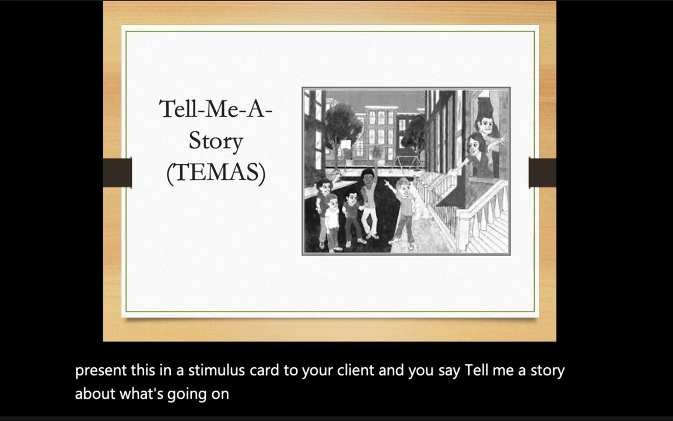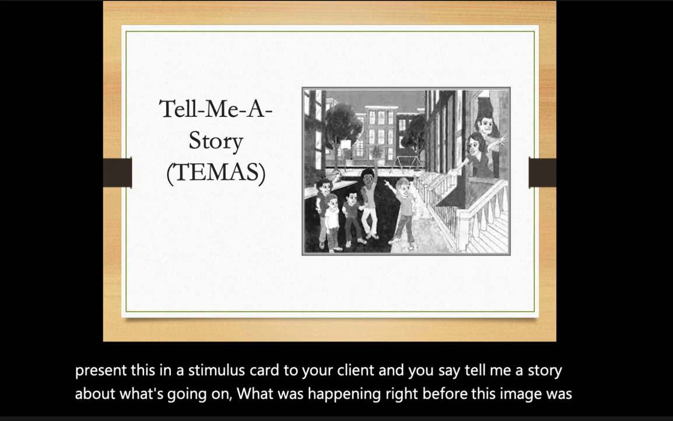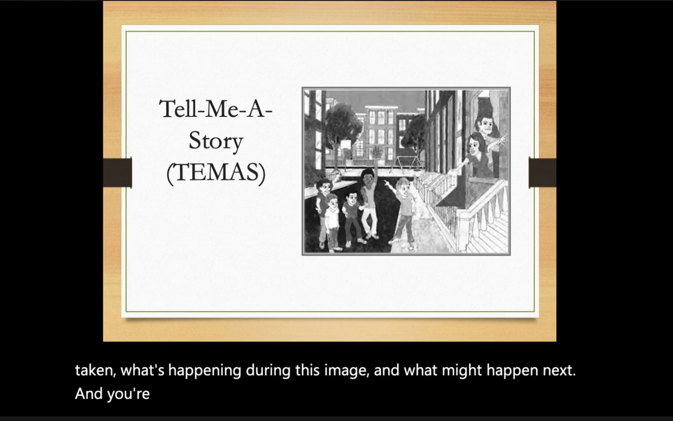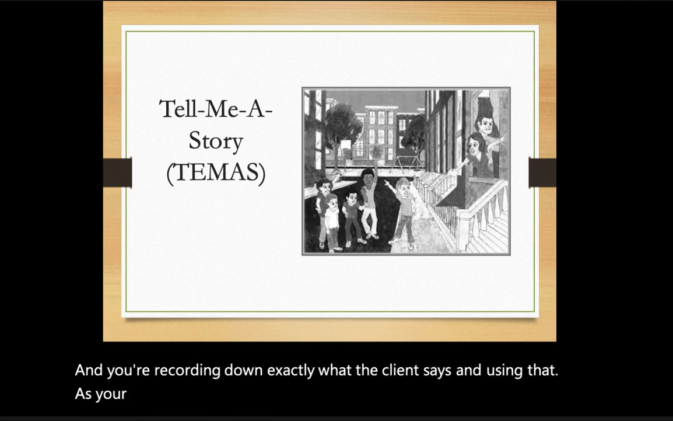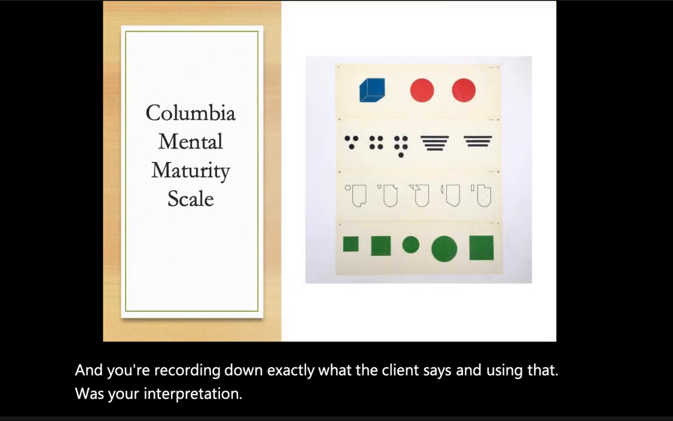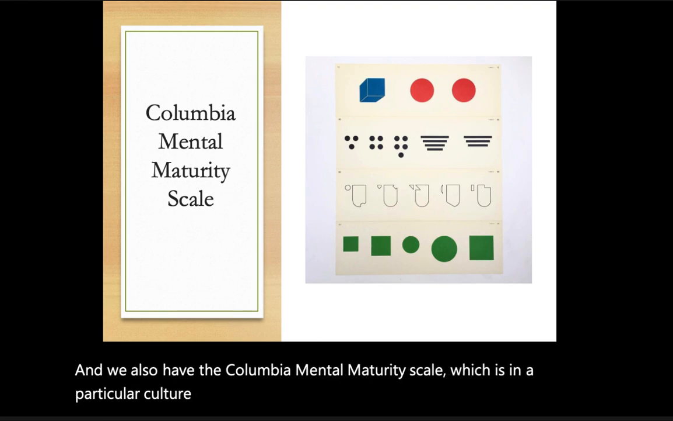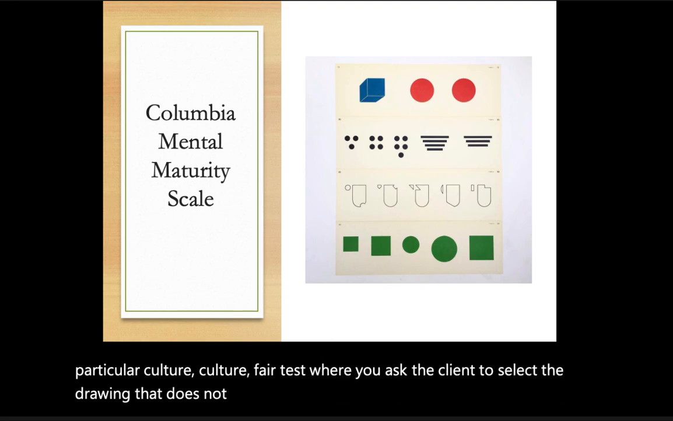What was happening right before this image was taken, what's happening during this image, and what might happen next. And you're recording down exactly what the client says and using that as your interpretation. And we also have the Columbia Mental Maturity Scale, which is a particular culture fair test where you ask the client to select the drawing that does not belong out of the set.